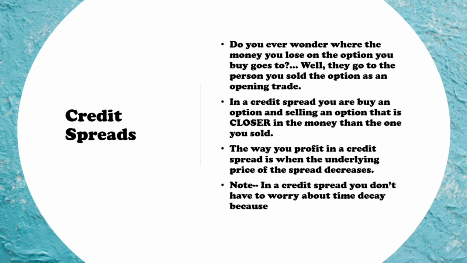So the way you profit in a credit spread is when the underlying price of the spread decreases, and that might sound confusing at first because usually you want the price of an option to go up, but you'll understand later. In a credit spread, it's important to note that you don't have to worry about time decay because here you want the price to actually decrease, so time decay is actually on your side, which is good.